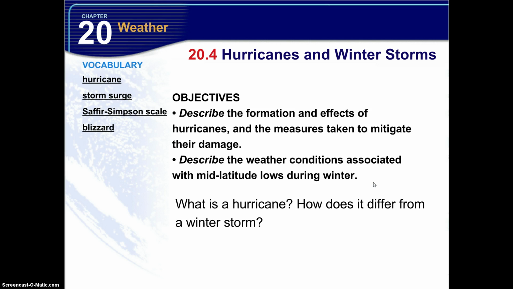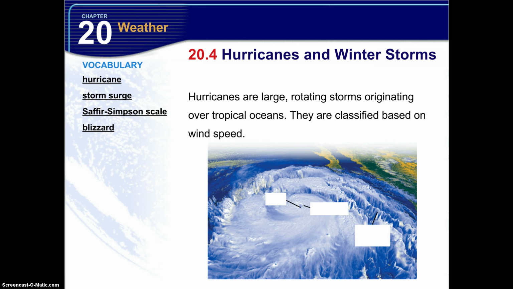Big questions here. What is a hurricane, and how does that differ from a winter storm? Some key ideas. Hurricanes develop over warm water, fueled by the heat water releases during condensation. Snow, wind, and freezing cold temperatures can occur with mid-latitude lows in the winter. So hurricanes are large, rotating storms originating over tropical oceans. They are classified based on their wind speed.